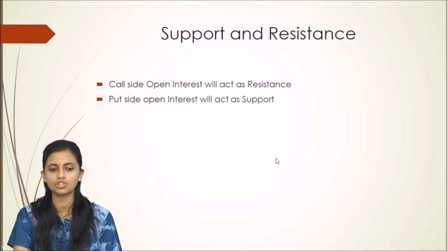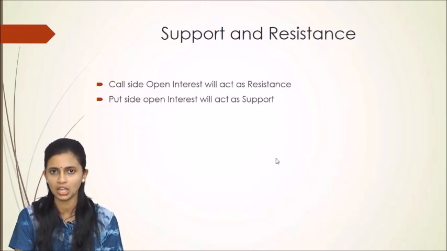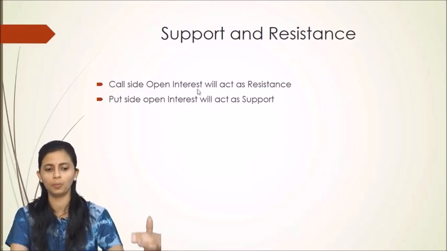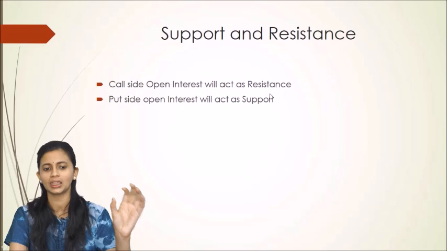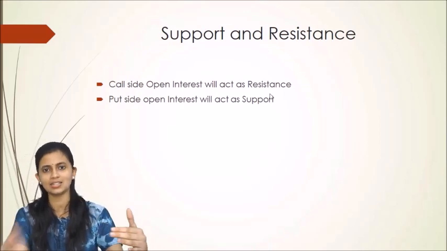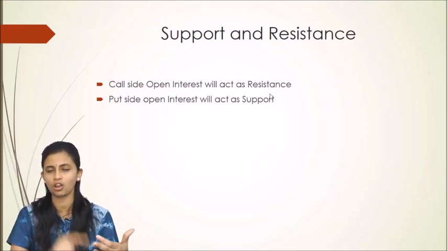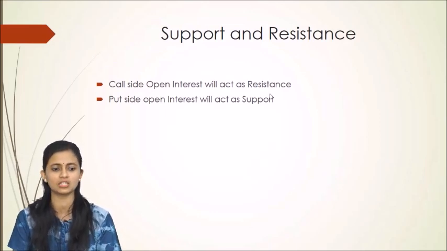Now when you check the option chain, you have to see how much the open interest is. If the call side open interest is high, that will act as a resistance. That is, there are a lot of open contracts on the call side. It will act as a resistance, that is, the stock might move till that level and again reverse back.